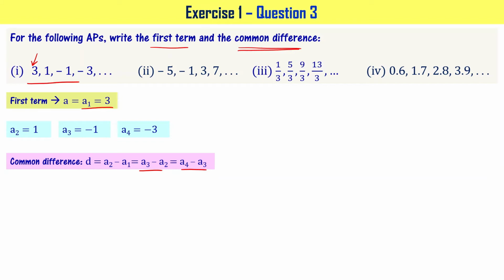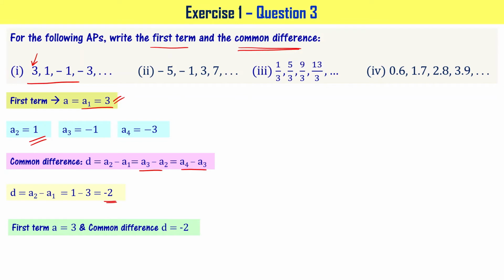To begin with, let me find D equal to A2 minus A1. What is A2? A2 equal to 1, A1 equal to 3. Let's substitute them so that you can get D equal to 1 minus 3, that is equal to minus 2. So what is the common difference? Minus 2. First term is 3 and common difference D equal to minus 2 is the answer.